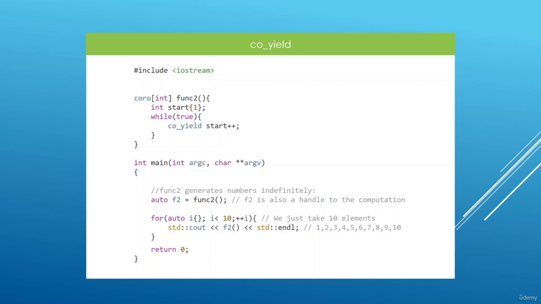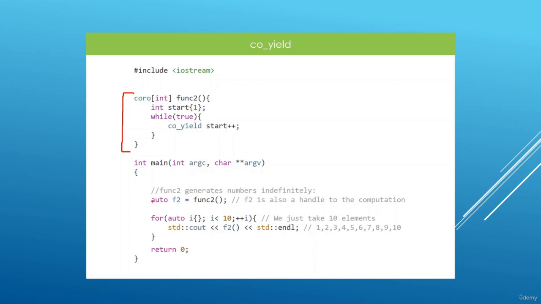Here is another example of how we can use co_yield. It is really the same version. We are just putting our co_yield statement in a loop, which is going to run forever. So we will be looping forever, returning a value through this co_yield operator. We're going to start from 1 and we will keep incrementing.